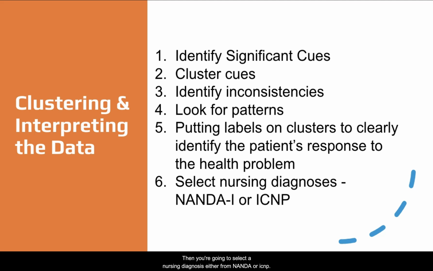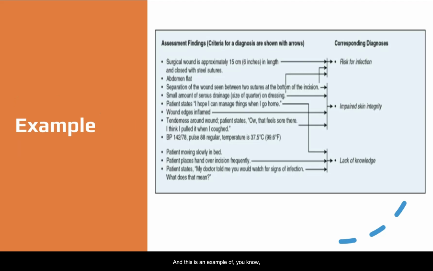Then you're going to select a nursing diagnosis either from NANDA or ICNP. Those are the ones that are valid and reliable, or whichever one your agency, the hospital you're working in, uses. And this is an example of how the nurse may use assessment findings to diagnose a patient. Please look over this diagram. It will really help you understand the concept.